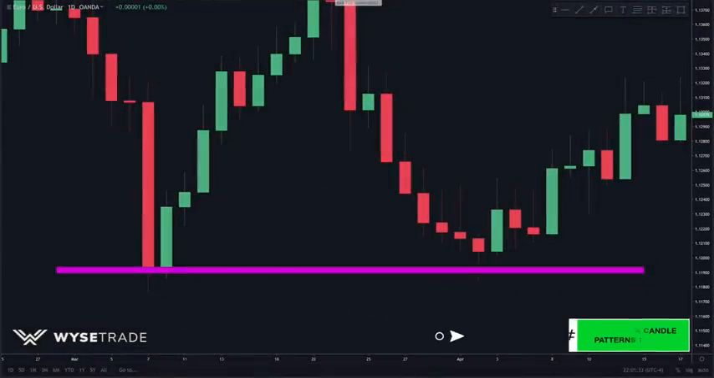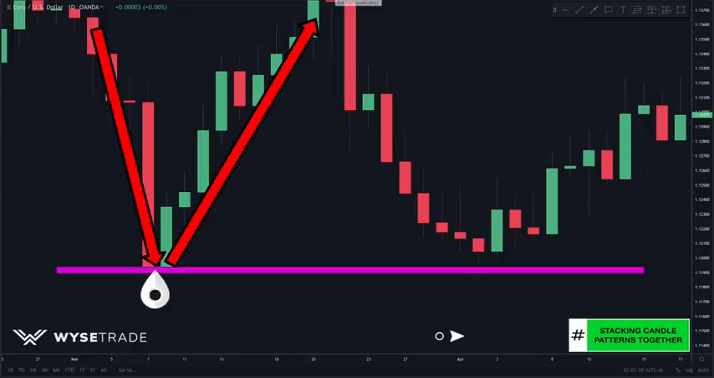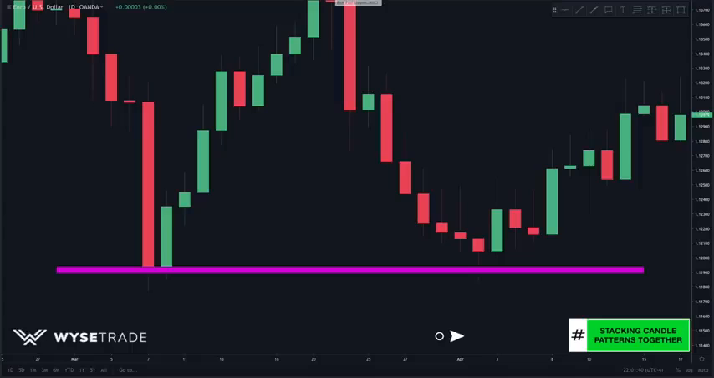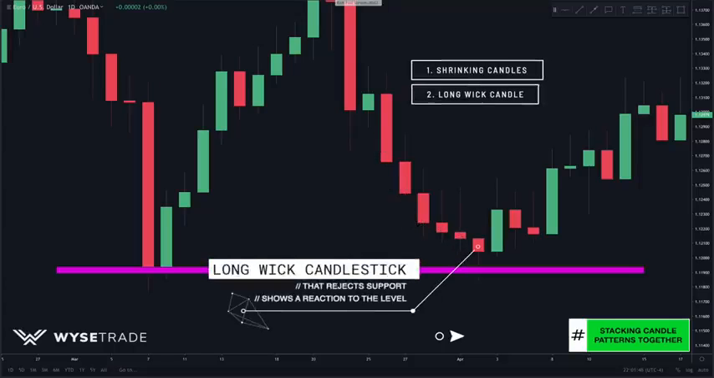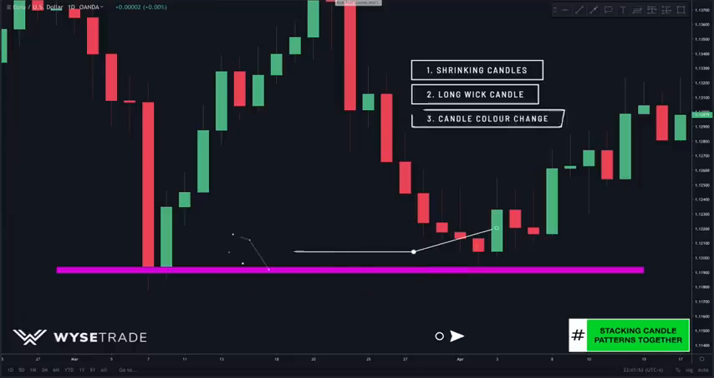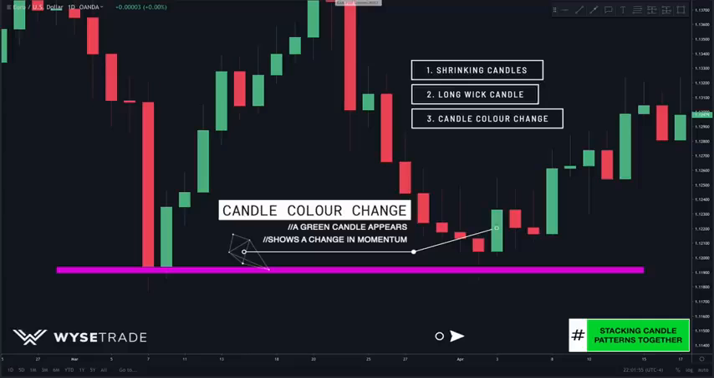So here's the euro dollar. You look left and notice price came down, hit and reversed, giving you a level of support. As price came back down, you first had momentum loss through shrinking candles. Second, we had a long wick candle rejection of support. And third, a green candle finally appears after consecutive red candles.